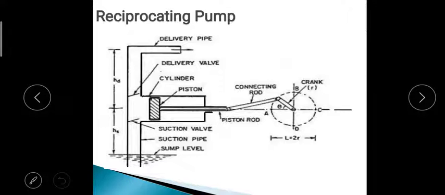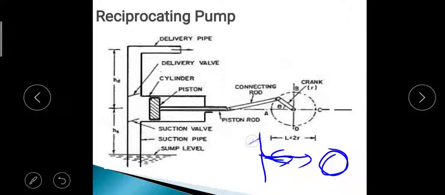So this is the working principle of a reciprocating pump, whatever we have studied now. The water will enter, it will be sucked in, and the crank rotates, so it reciprocates; then it will be a reciprocating motion. When the reciprocating motion is done, the water will be taken out. Okay, it is like this. Fine.